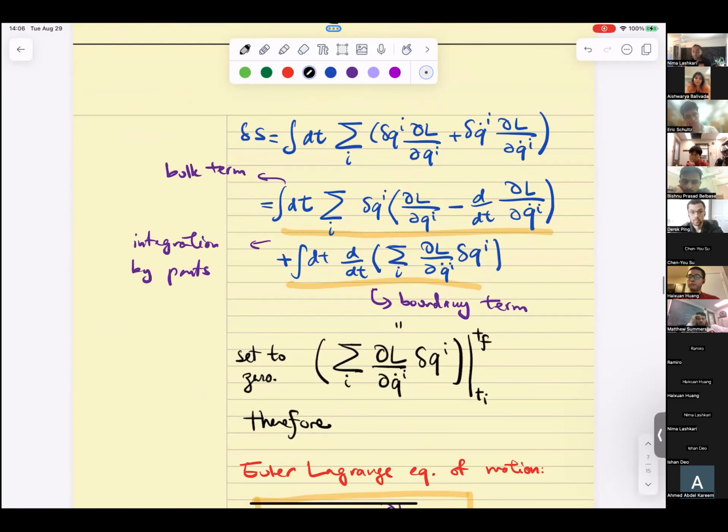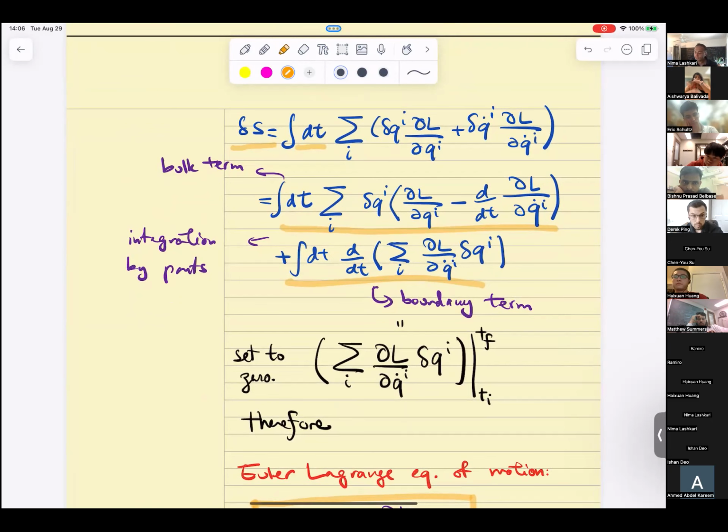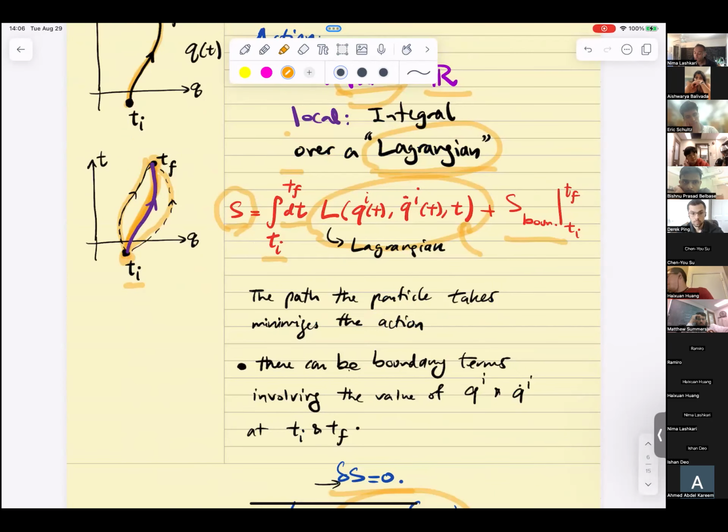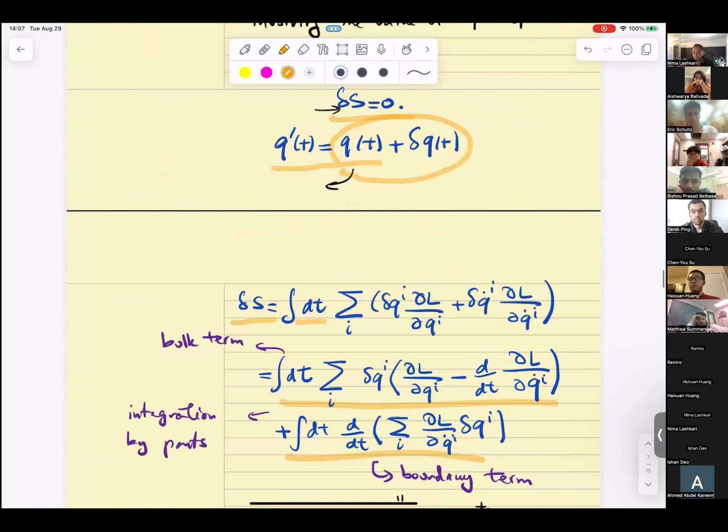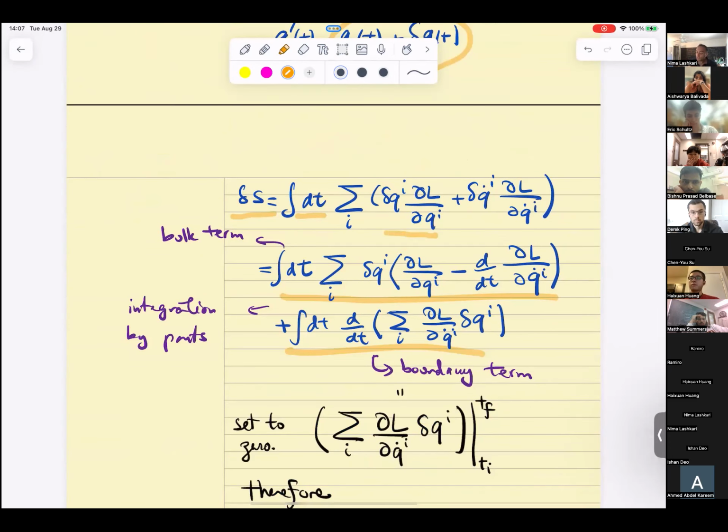Here's your delta S. It's an integral. Here's your S, integral over dt of L. Now, L was a function of q_i, q dot i, and t. Let's for a second assume there is no explicit time dependence, so it's only a function of q of t and q dot of t. If I'm doing a variation, I'll have to take the partial derivative of L with respect to q_i and the partial derivative of L with respect to q dot, because they both depend on t. So here's the variational expression I have for delta S.